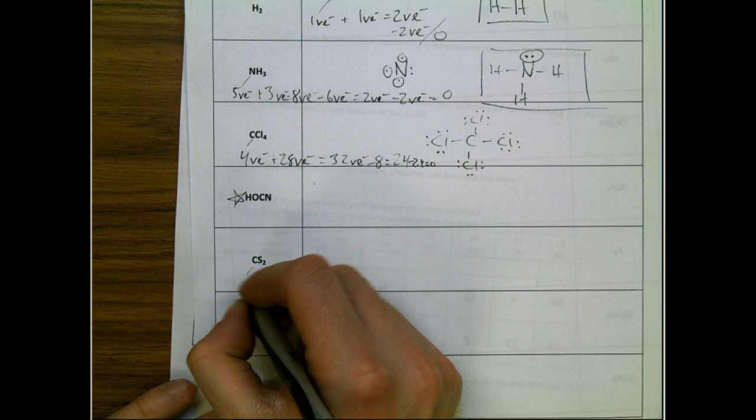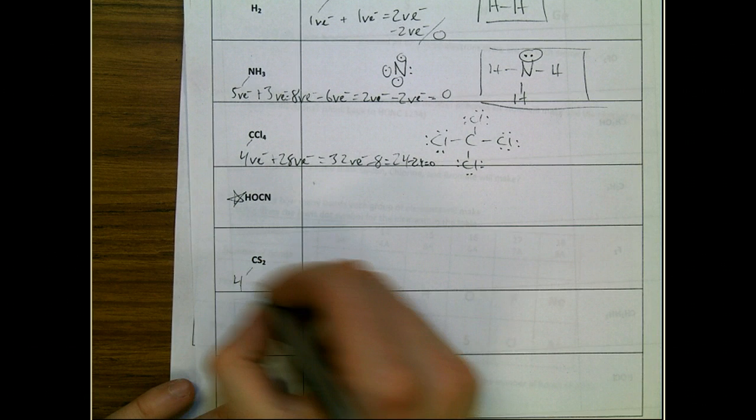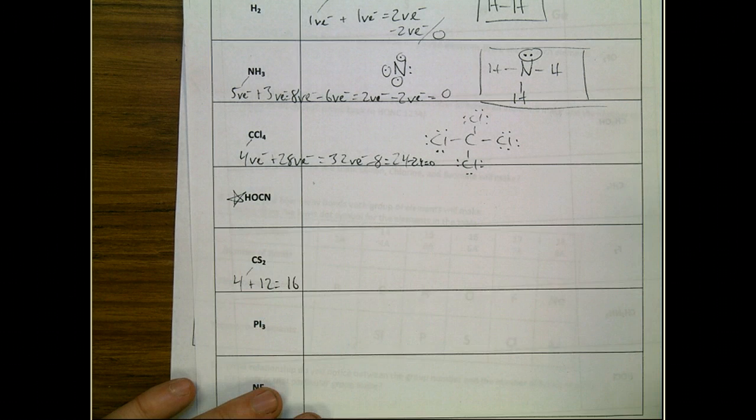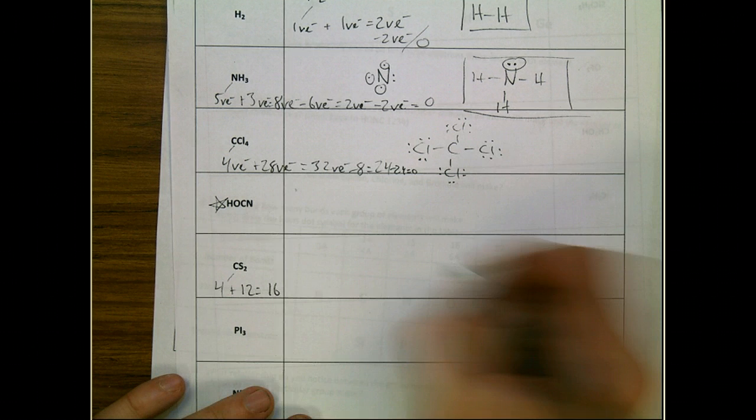I know that because of the following steps. Carbon has 4 valence electrons. Each sulfur has 6, so that's a total of 12. So I have 16 valence electrons to work with. Carbon has the most unpaired, so it's in the middle.